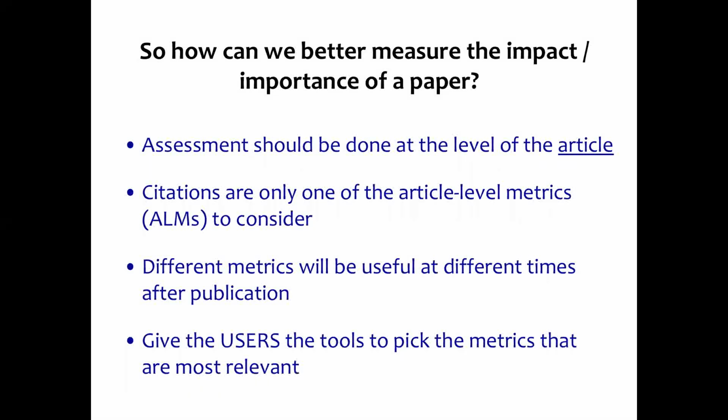If I were to say what I think the principle should be behind how we measure the impact or importance of a paper, this is key. Assessment should be done at the level of the article, not the journal in which it's published. That's key. Second thing is that citations are really only one of the article level metrics. We've been talking only about citations. That's one measure of impact, but it's not the only measure of impact.